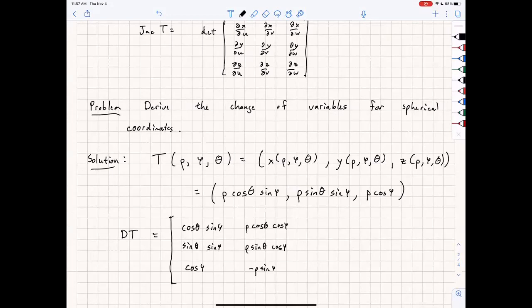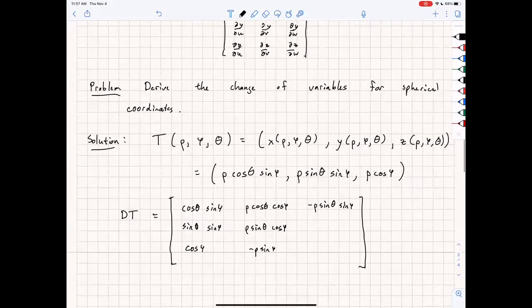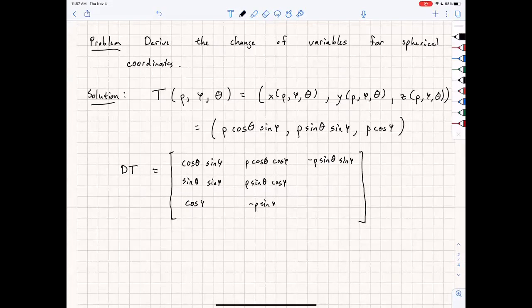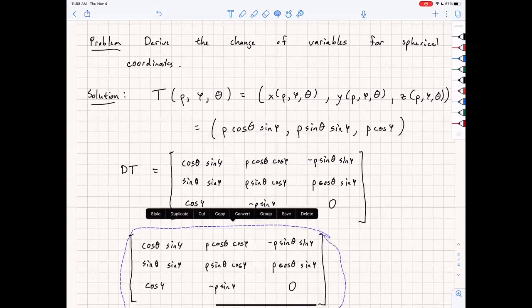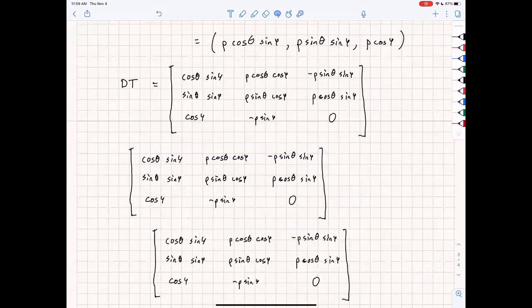Then finally, I have to take the derivative with respect to theta. So I'll get a negative rho sine theta sine phi, rho cosine theta sine phi, and then 0. No theta here. Does it look right? Did I make a mistake? Questions? Okay. This is the total derivative of this change of variables. Not the most pleasant thing to look at. It's okay. Now we want to take the determinant. So let's take the determinant.